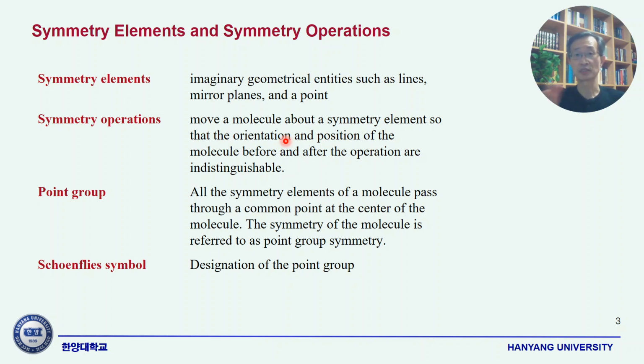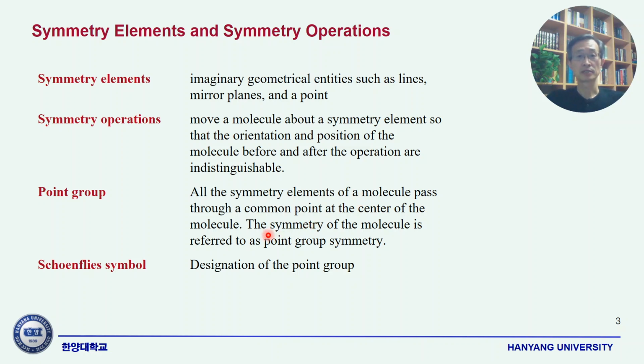Okay, so same, you don't notice any change. Okay, and point group: all symmetry elements of a molecule pass through a common point, just to share a point. For example, for the methane molecule, all symmetry elements, either the C3 axis, C2 axis, or sigma d plane, all share a common point, one single point, which is the carbon atom. In that case, the center of the molecule.